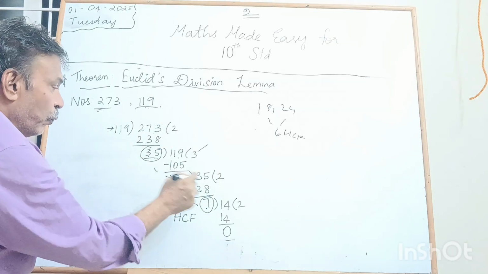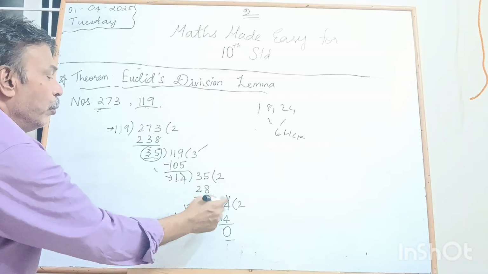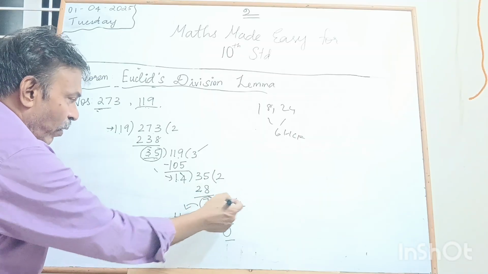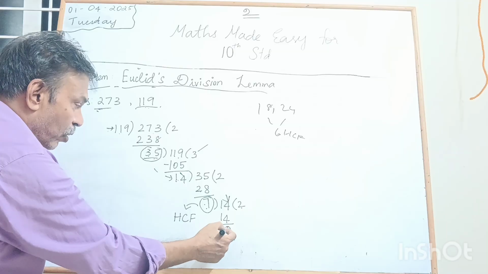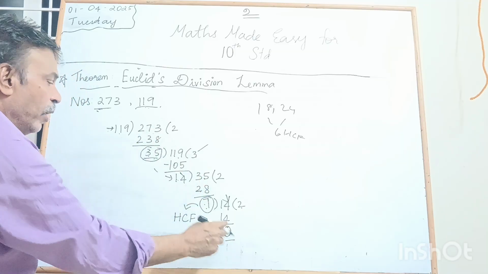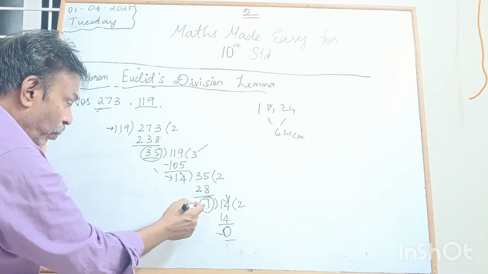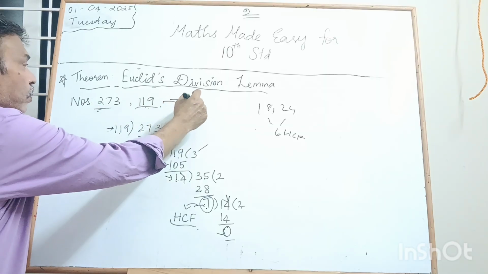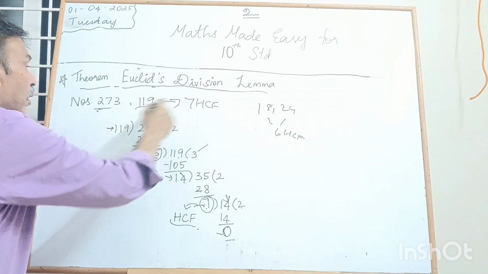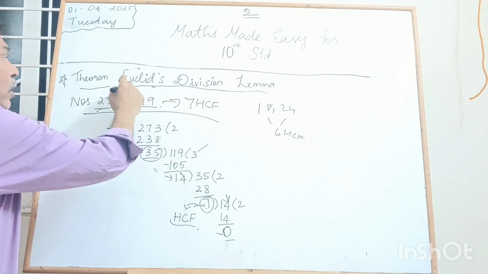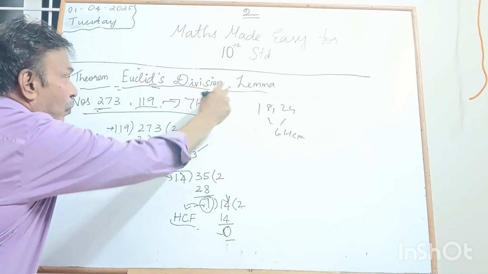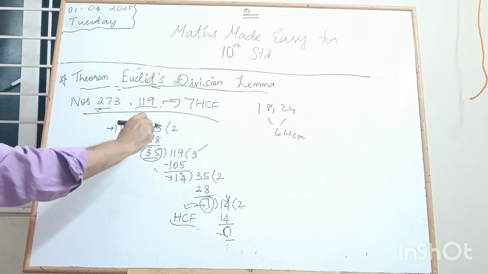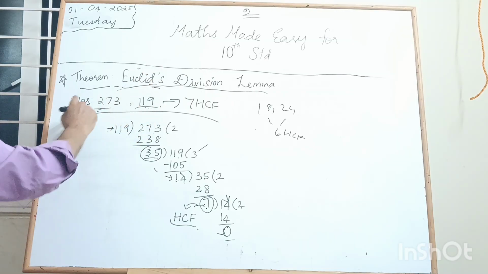Again you put this 14 here and you divide. 7 into 2 is 14, the remainder is 0. Now the whole thing ends here. Then this 7 becomes the HCF of these two numbers. This is how Euclid's division lemma is used to find the HCF of two numbers.